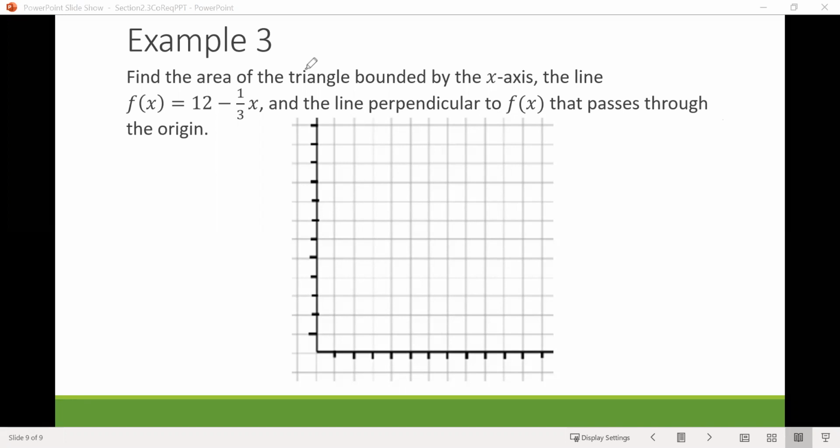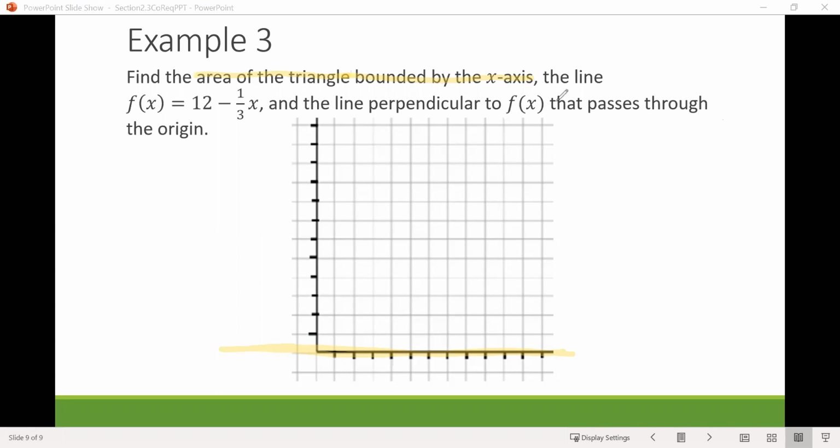And it says we're going to find an area of a triangle. That triangle is, first of all, bounded by the x-axis, or the horizontal axis. So one side of the triangle will be this. It's also bounded by the line f of x equals 12 minus 1/3 x, which we recognize as a linear equation. So we need to graph that.